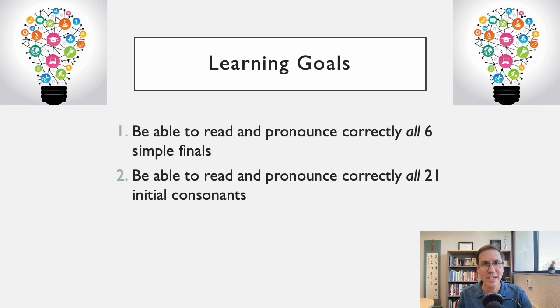If you watch this video and follow the instructions, then before the next class, you should be able to accomplish the following learning objectives. Number 1, you should be able to read and pronounce correctly all 6 simple finals. Number 2, you should be able to read and pronounce correctly all 21 initial consonants.